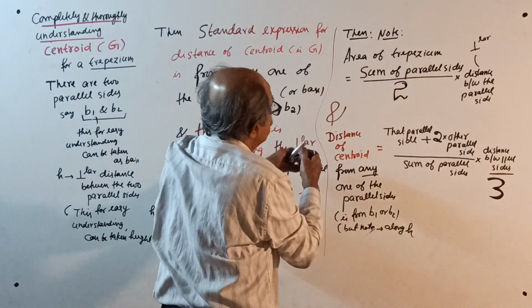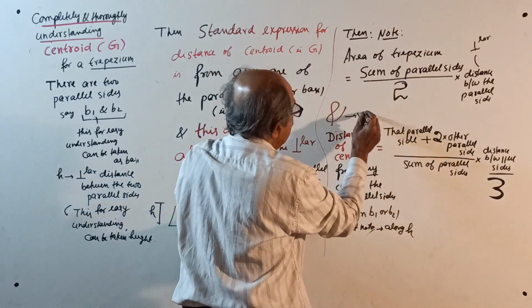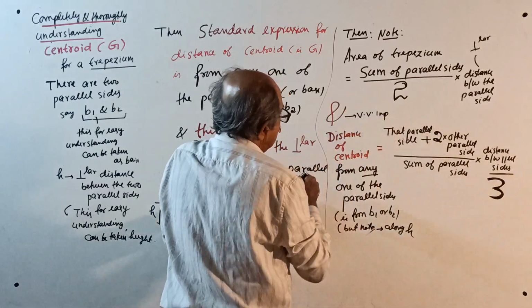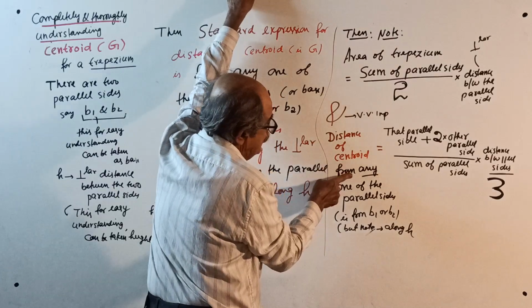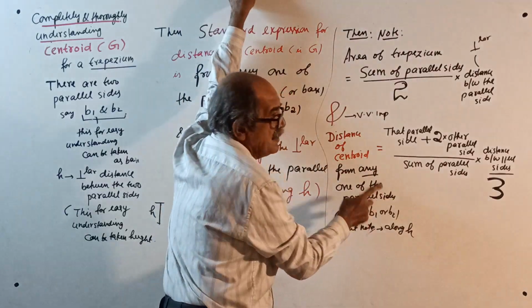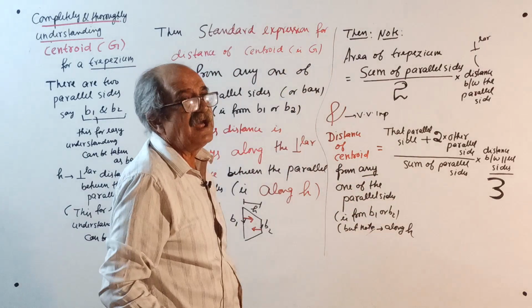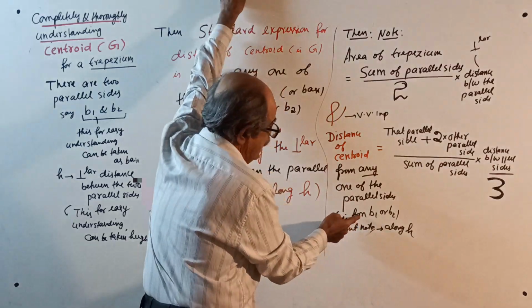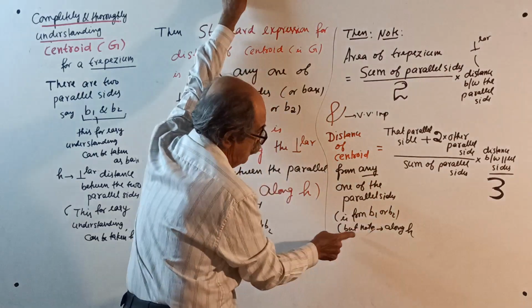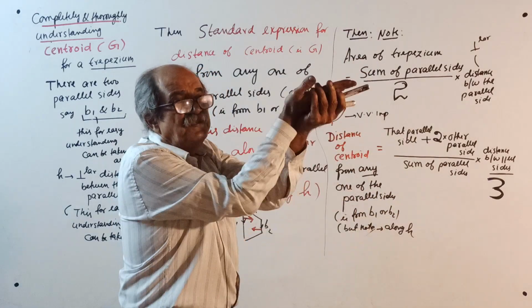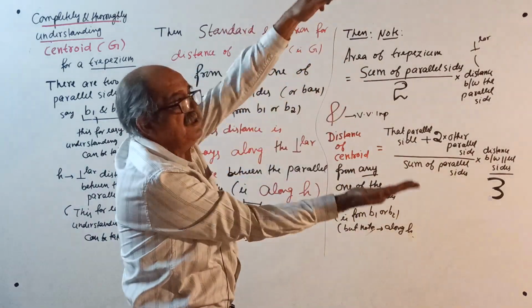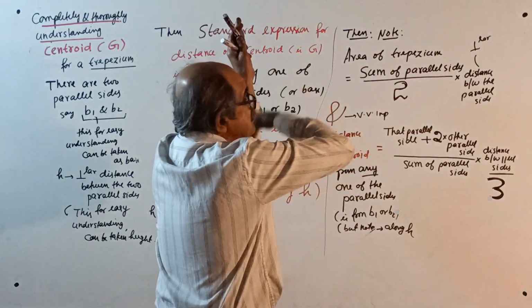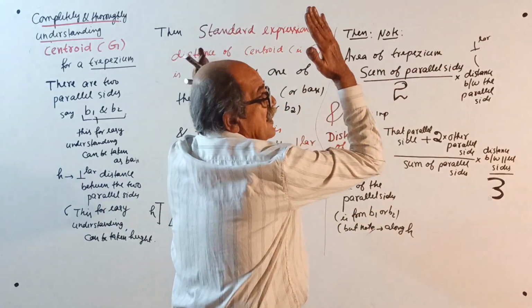And most important, very, very important is the distance of the centroid from any one of the parallel sides. I already told you, the standard formula measures from any one of the parallel sides, that is either from B1 or from B2. Note, either from B1 this way or from B2 this way, if these are the parallel sides, or either from this side or that side if the parallel sides are this way.